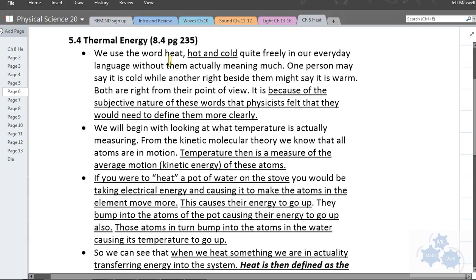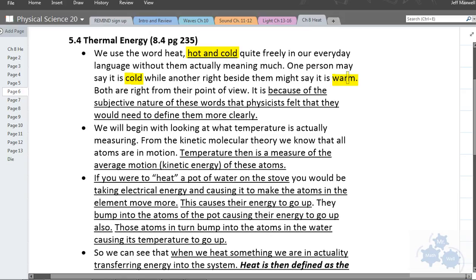So we use the words heat and cold quite frequently. Okay? In our everyday language, without them actually meaning too much. Okay? So hot, cold, what does that actually mean? One person may call something cold, while another person right beside them might say that it's warm. Alright? So this happens all the time.